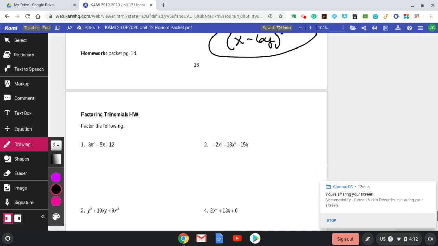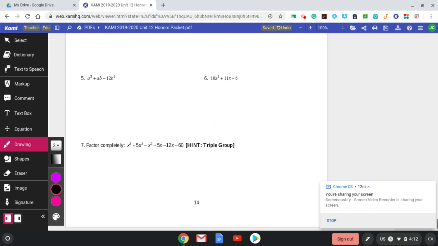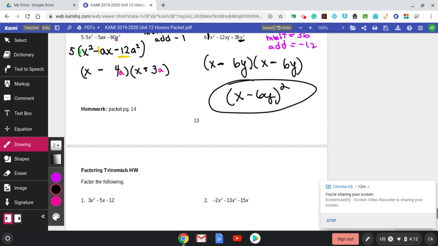Feel a little sentimental right now. Okay. Get after it in the next one. Number 7, triple group. You can do it. Get after it for me.